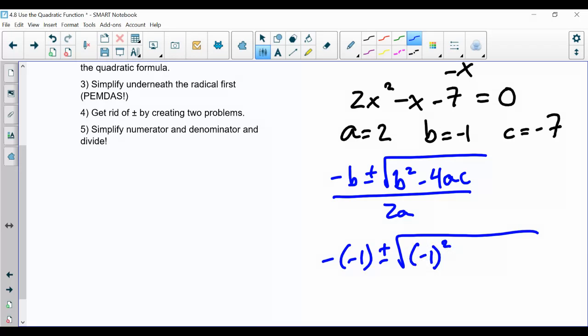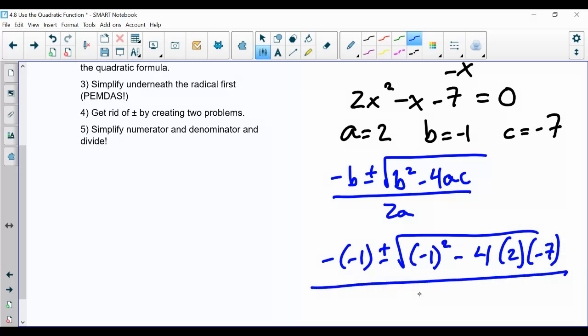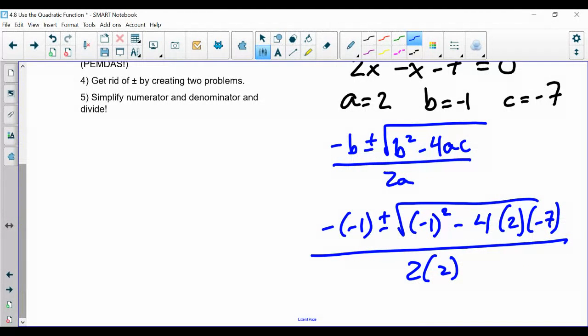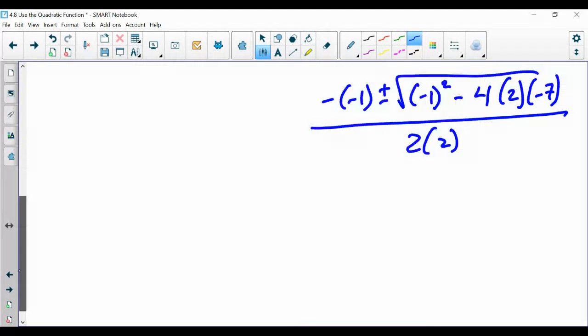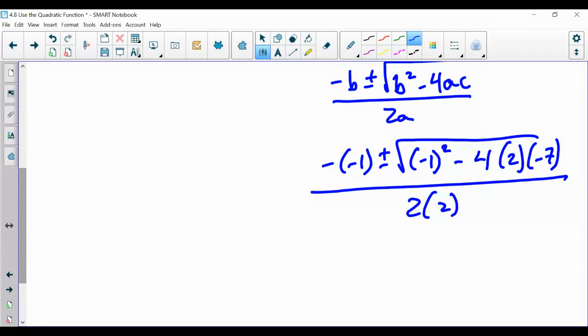That's one of the main things I take points off for in the quadratic formula, is when you substitute a number in that has an exponent on it, always put that number in parentheses. Minus 4 times 2 times negative 7, all over 2 times 2. All right. That's just me substituting it into the quadratic formula.